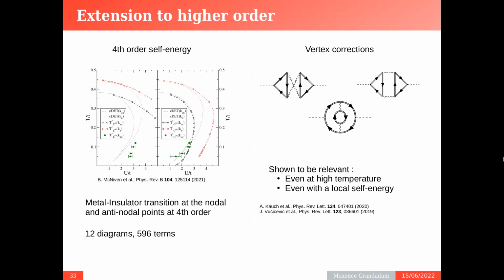And just for reference, this is now something that you could not do by yourself. At fourth order, there are 12 diagrams, and this is about 600 terms that you need to compute, analytically continue, and then evaluate. So the automation that comes with AMI, and the fact that we store these analytic expressions, is something that is important here already.